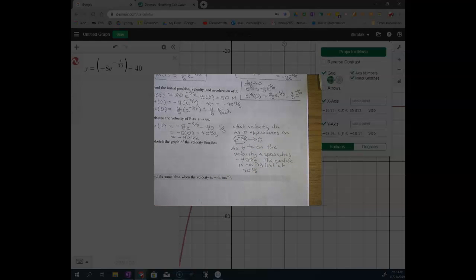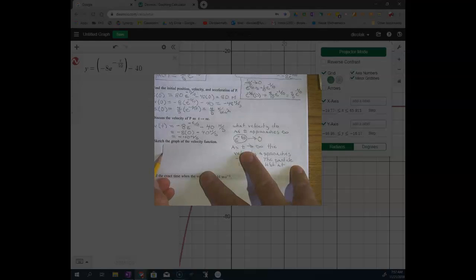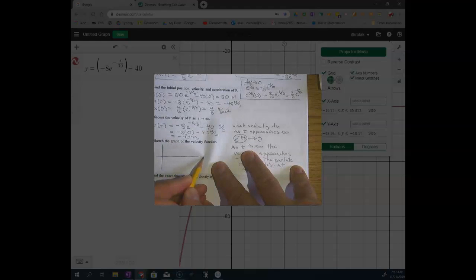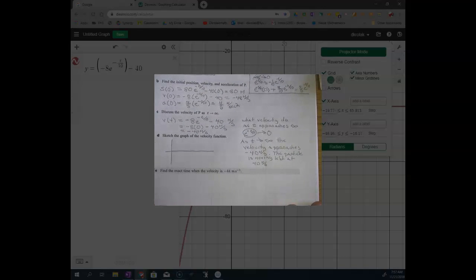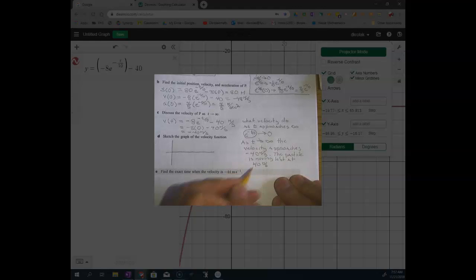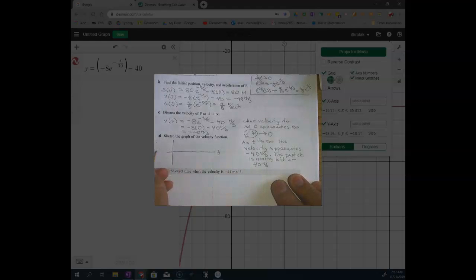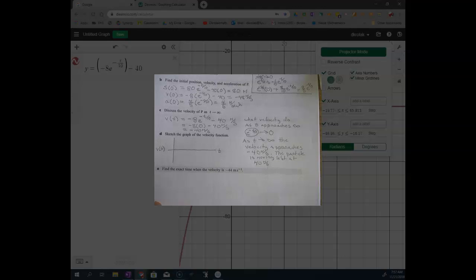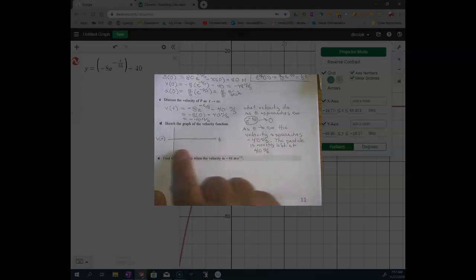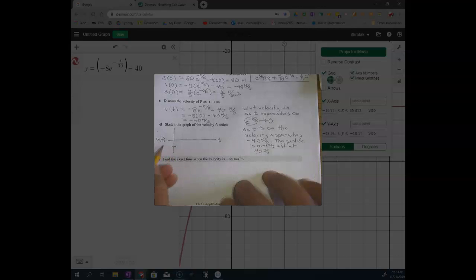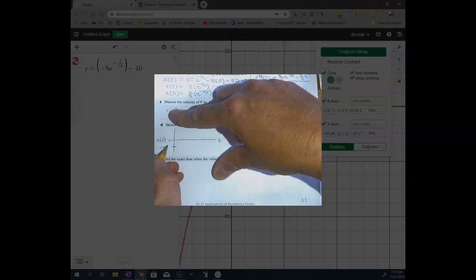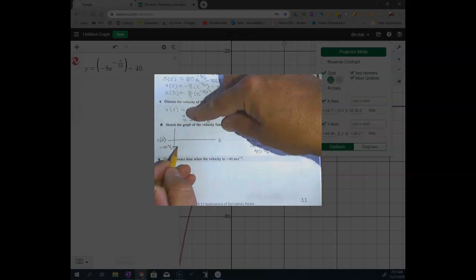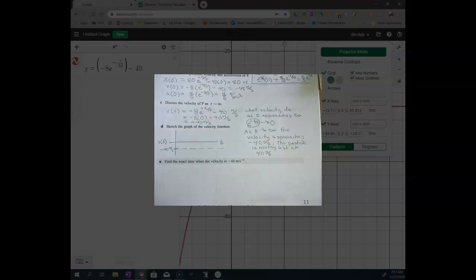So if we were to graph this function, this is the time and this is the velocity. The graph is going to approach negative 40 on the y-axis. So this is negative 40 meters per second. Here's the graph of that.